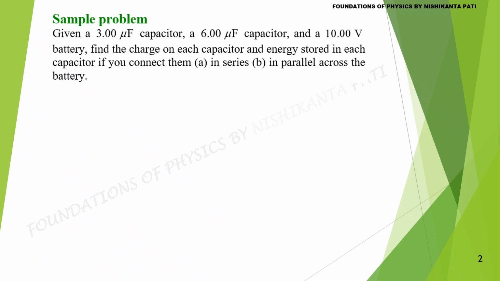Before solving the problems, let us know what is the principle behind the series and parallel combination of capacitors. The capacitors C1, C2, C3 connected in series are equivalent to a single capacitor of capacitance C.